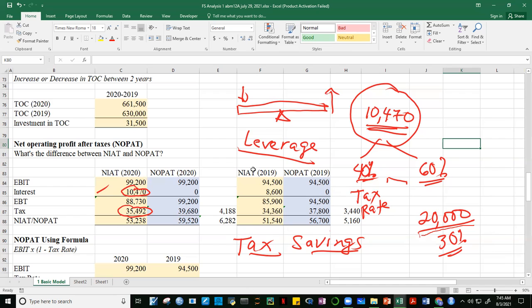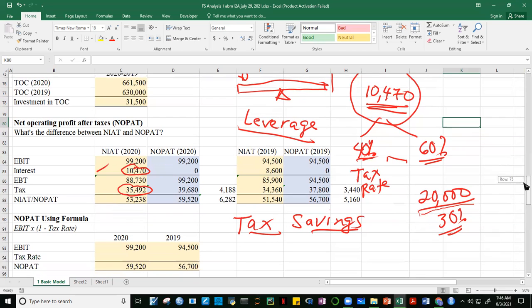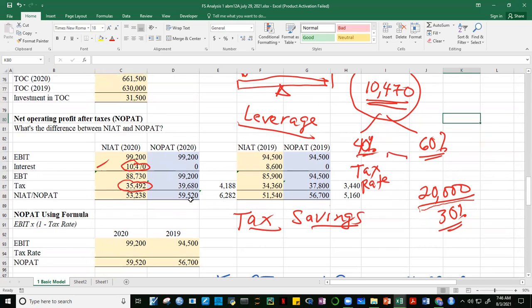Okay, so yung difference lang ng NOPAT at saka NIAT is just 60% of the interest. Okay? So we can easily determine by how much NOPAT is greater than NIAT, no? By just multiplying the 60% to the interest. 60%, guys, kasi ang tax rate natin 40%. If the tax rate was 30%, then it would be 70%. No? Okay. All right.